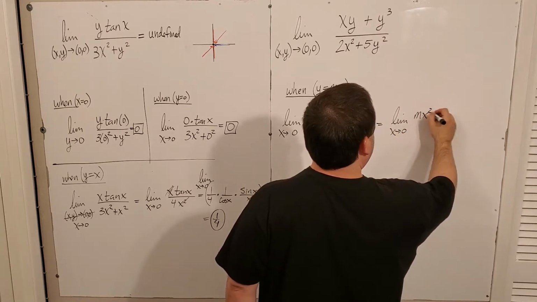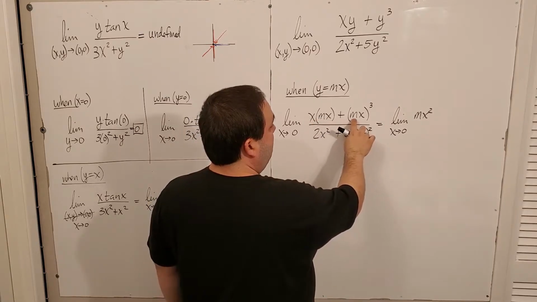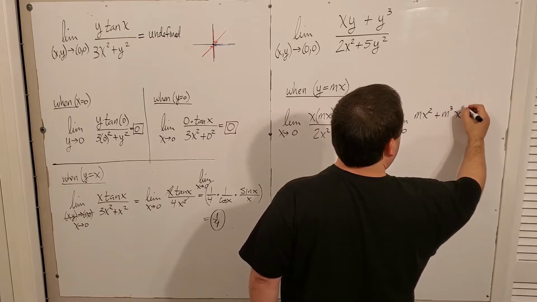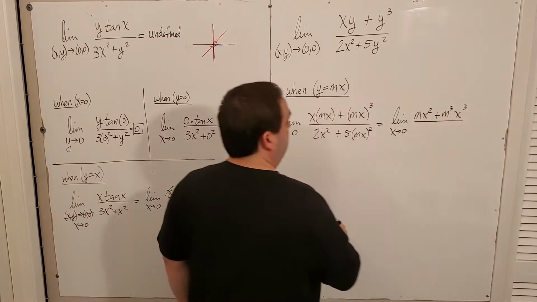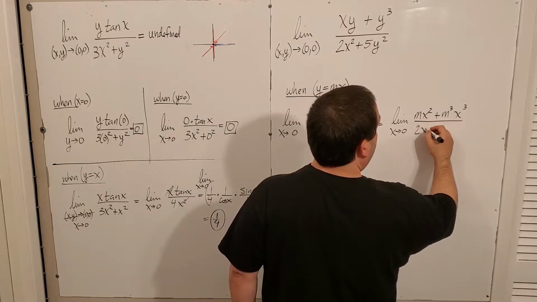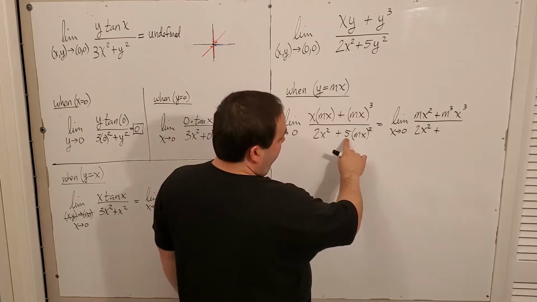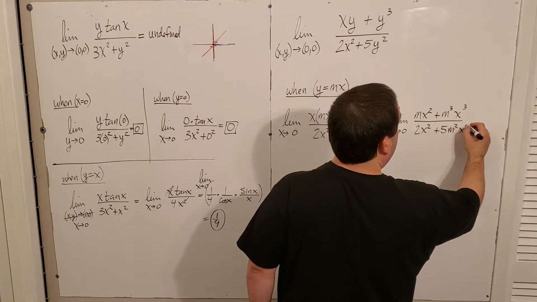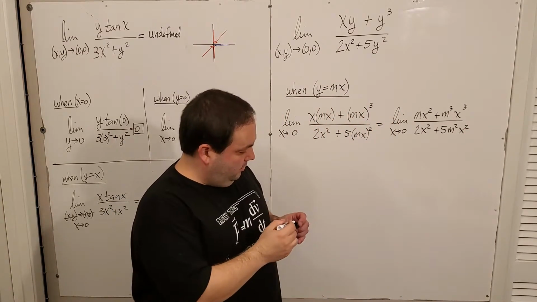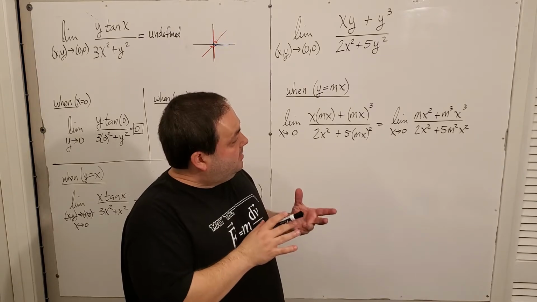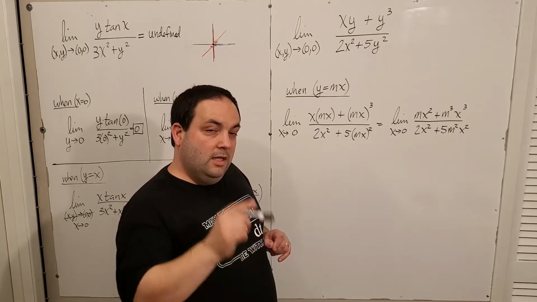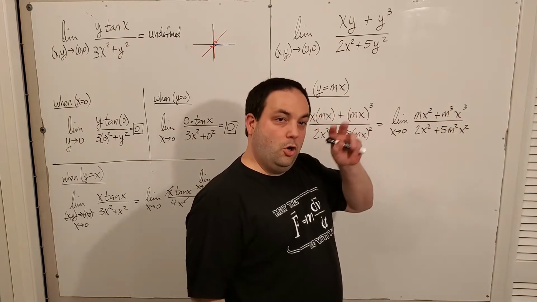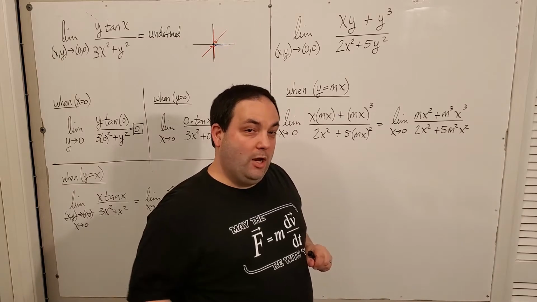So I have mx squared right here plus m to the third x to the third over 2x squared plus 5m squared x squared. All right. So now everything is comfortably in its spot and simplified exponents. Let's go one step further. Do you notice that all 4 terms, loosely, have at least an x squared?